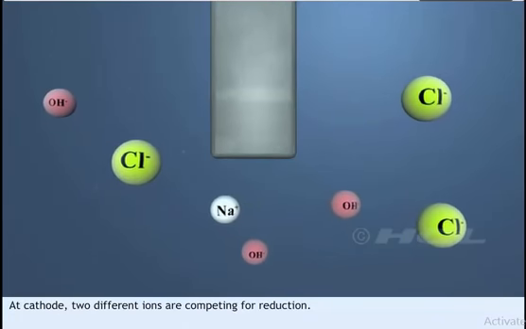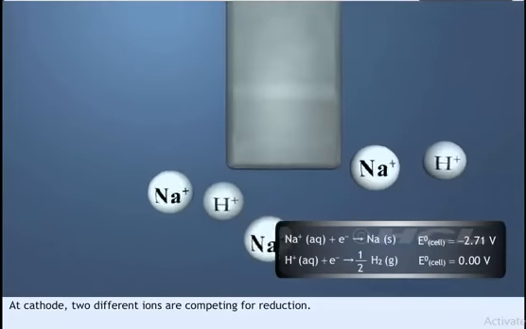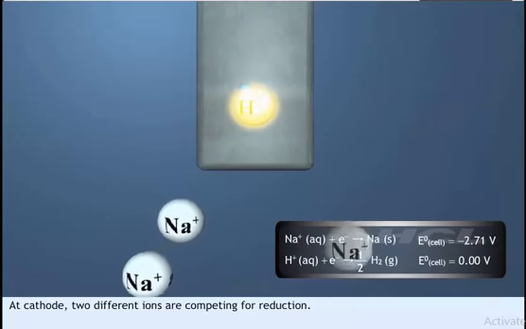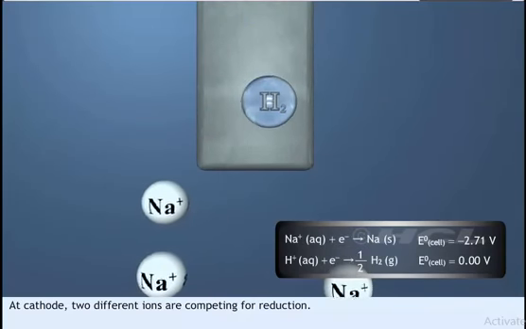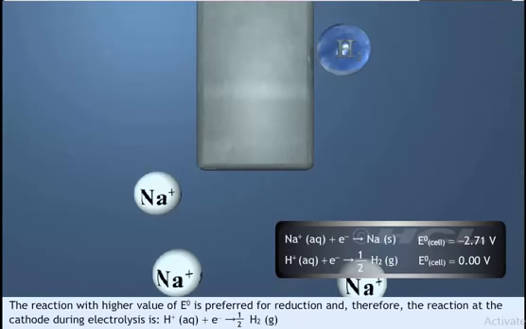Two different ions are competing for reduction here. Na+ aqueous plus electron gives Na solid. E0 cell equals -2.71 V. H+ aqueous plus electron gives 1/2 H2 gas. E0 cell equals 0.00 V. The reaction with higher value of E0 is preferred for reduction, and therefore the reaction at the cathode during electrolysis is H+ aqueous plus electron gives 1/2 H2 gas.